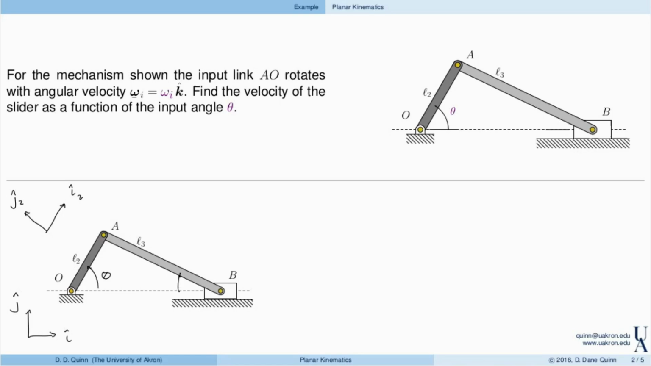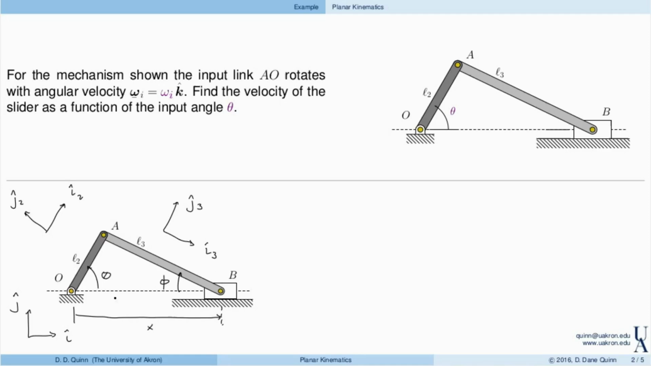Then let's define this angle as phi and directions I3 and J3 fixed in link AB, or link 3. Finally, the displacement of the slider we will identify with a coordinate x. So x measures the distance between O and B. Notice that A and O are a fixed length apart, L2. A and B are a fixed length apart, L3. And then the vector from O to B changes its length, but the direction is constant, so it only moves in the I direction.